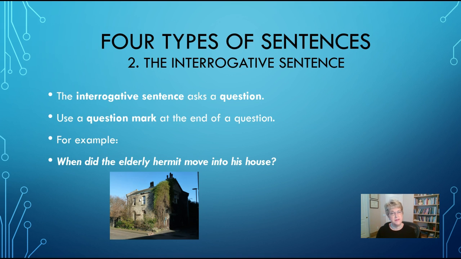The second type of sentence is the interrogative sentence. And we can see the word interrogate inside the word interrogative because it asks a question. Use a question mark at the end of a question. For example, when did the elderly hermit move into his house?